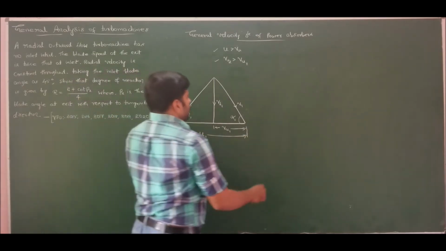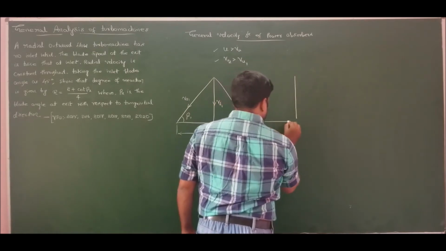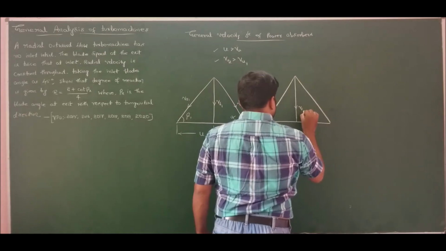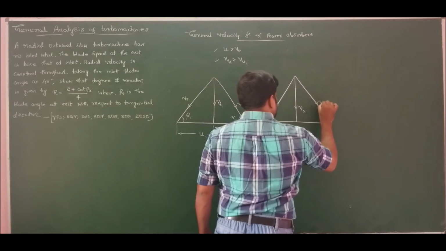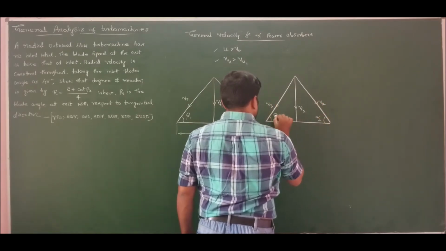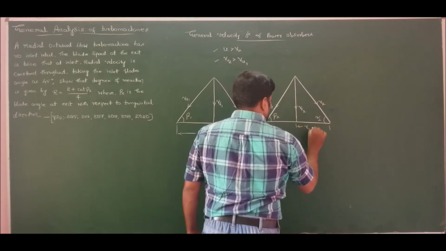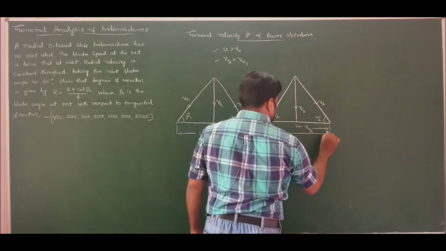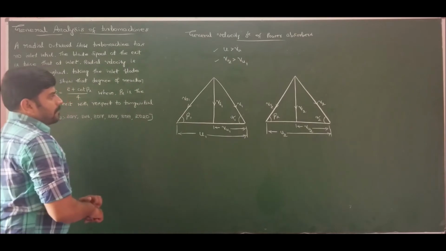Similarly, if I draw the exit velocity triangle, we will be having Vu2 greater than Vu1. So they are similar, Vf2, Vr2, V2. Here I will get alpha 2, here I will get beta 2. Absolute to flow is Vu2 and we have U2. So U is greater than Vu and Vu2 should be greater than Vu1.